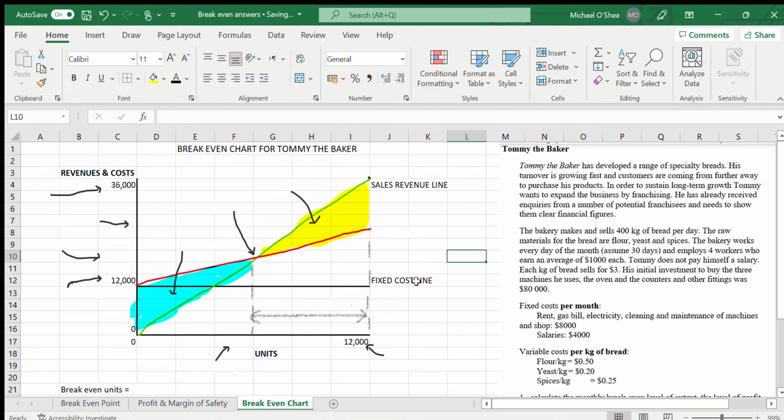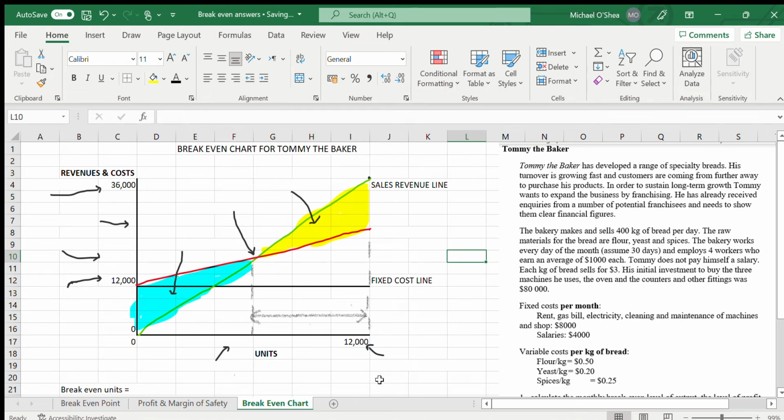We have 2 lines drawn. The last one to draw is the total cost. You can draw a variable cost line, but sometimes it kind of confuses things. So all we need to remember is that for total cost, there's 2 things involved. There's fixed cost and variable cost.